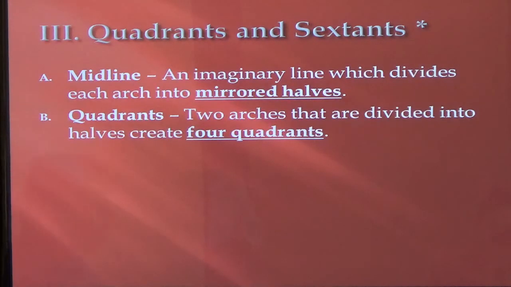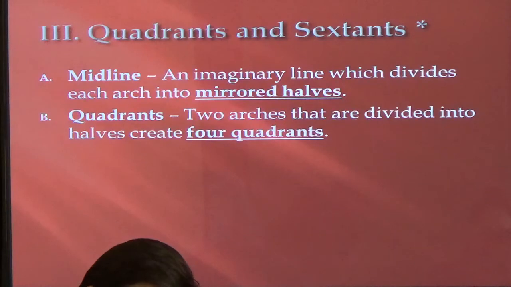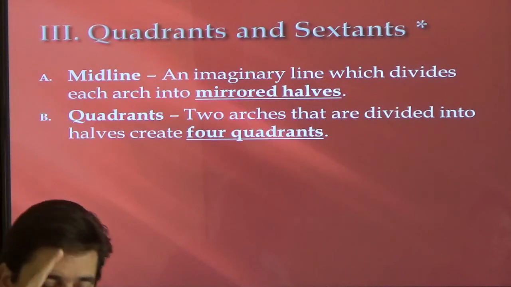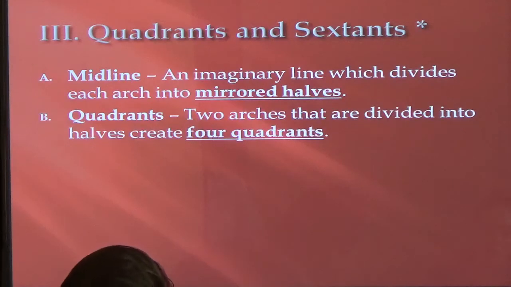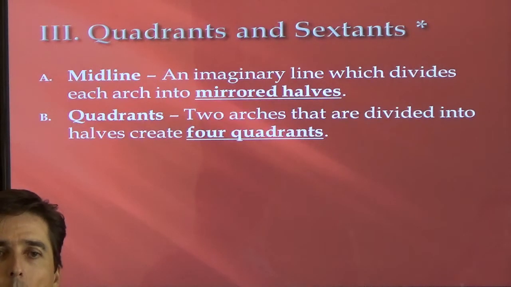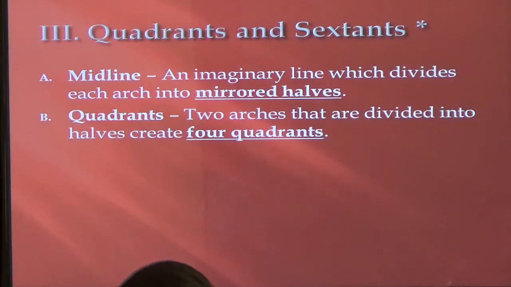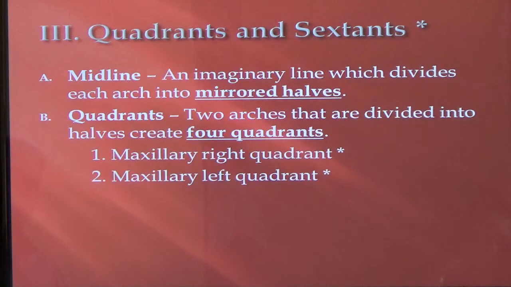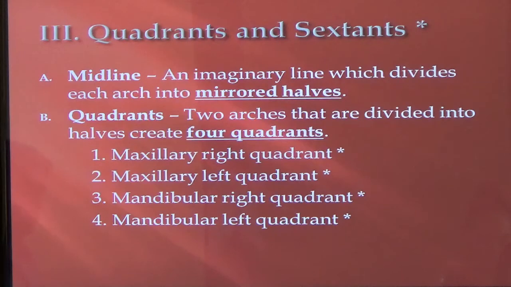Quadrants, again, each arch has 2 quadrants because you have your upper arch, upper right, upper left. Okay, and then you have the lower right, lower left. So if you draw a line right down the middle here, then you've got 4 quadrants, right? Upper right, upper left, lower right, lower left. That's how you divide the teeth into quadrants, right down the middle. Maxillary right, maxillary left, mandibular right, mandibular left. Okay, quadrants are easy. And usually that's what we do, quadrants.